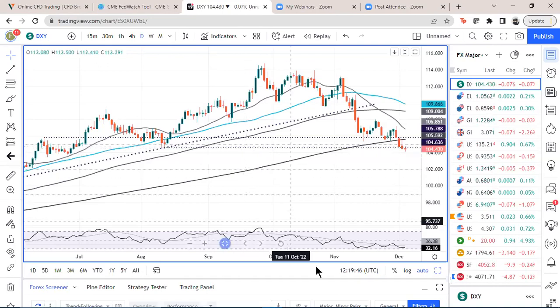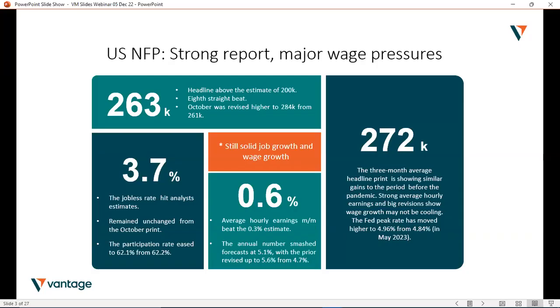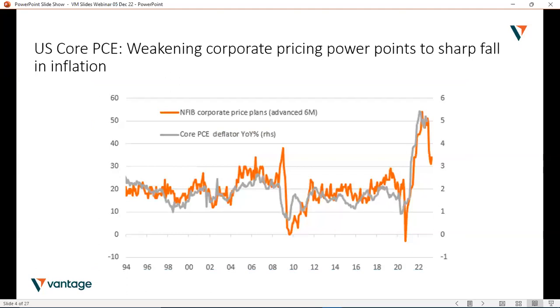I think we just want to highlight a couple of charts to do with this speech, but also to do with inflation. Just before we look at that, we'll also highlight a couple of the data pieces from last week. So we had Thursday's two key pieces of data, actually.